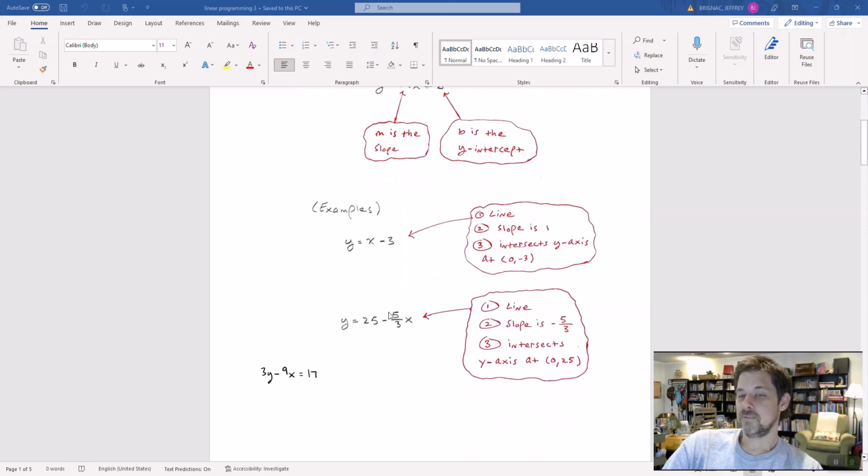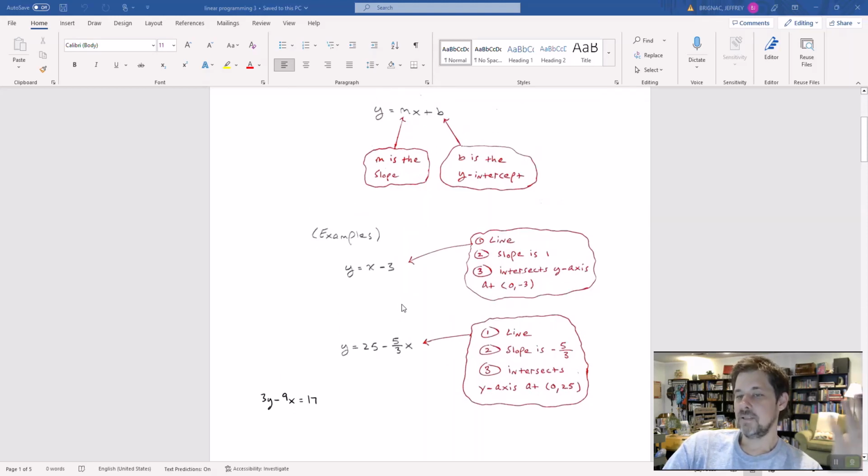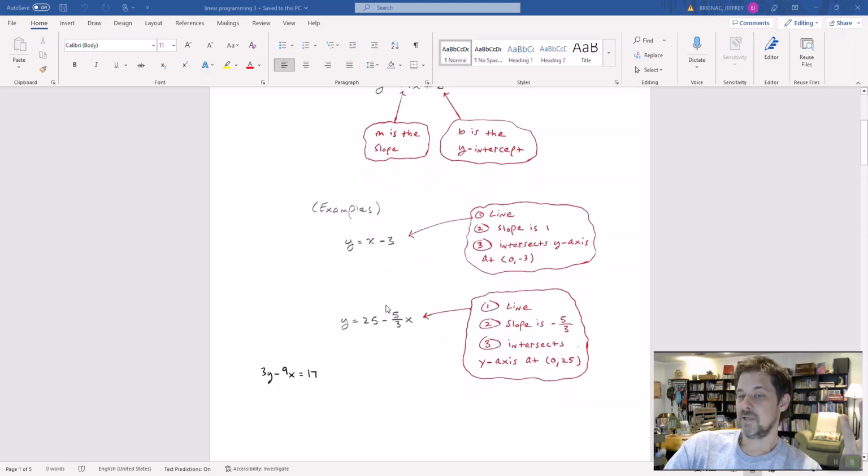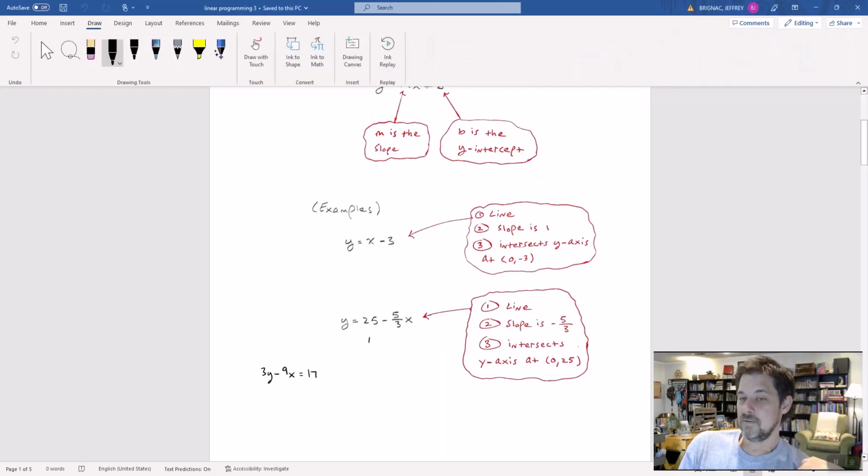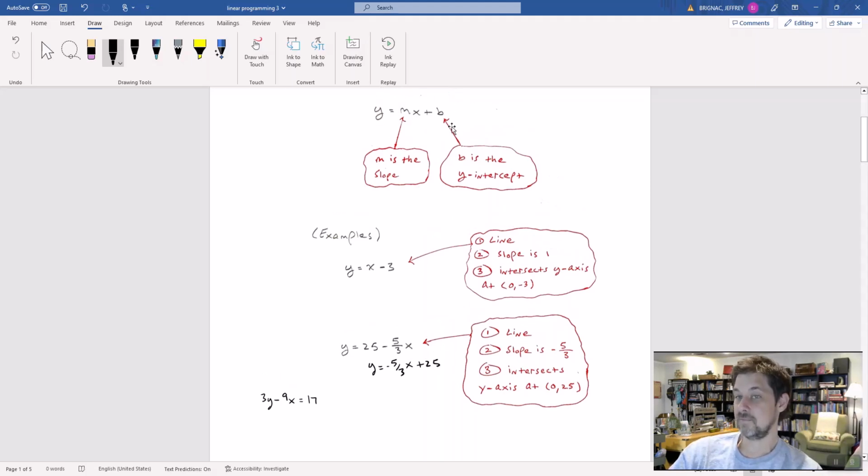What about this one? This one's mixed up a little bit compared to the other one, but I still see a number times x and then plus some other number. If you really didn't like the way it was written here, you could rearrange it a little bit and say I have negative 5/3 times x and then plus 25. That would be the same thing. If that seems more orderly to you, then fine. Either way you see it, it is a line. The slope is negative 5/3, and it hits the y-axis at 25.